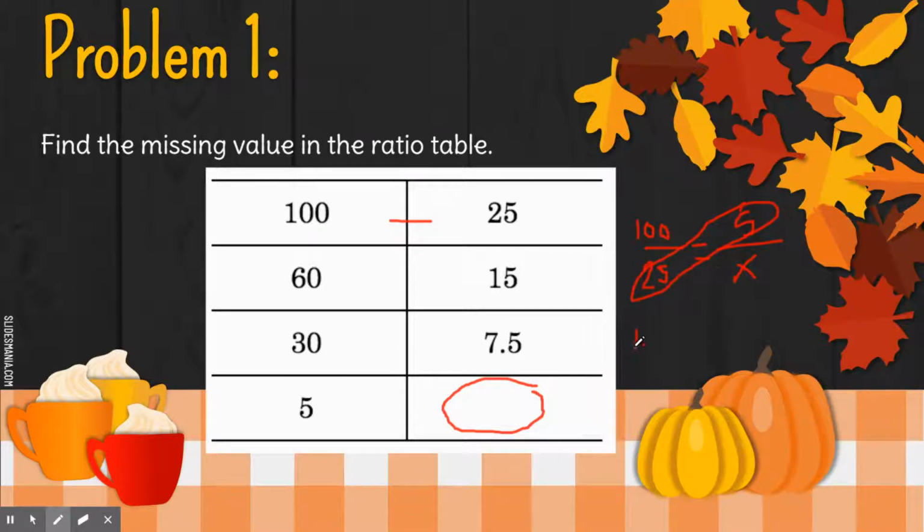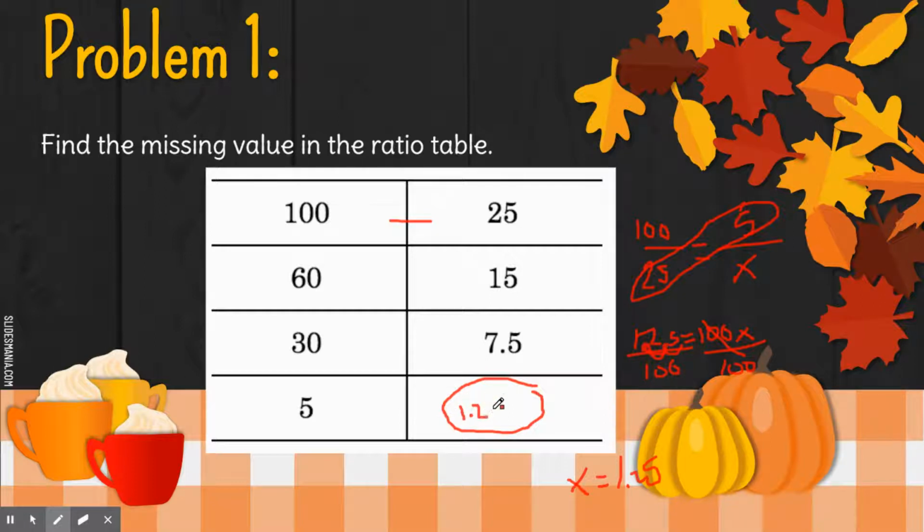5 times 25 is 125 equals 100x. Then I can divide by 100 on each side, and that gives me 1.25. So that was the first way I could do that.